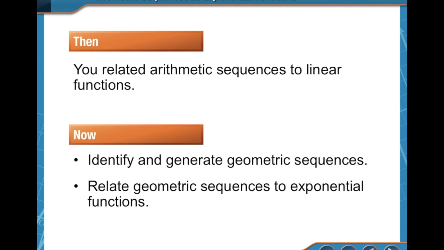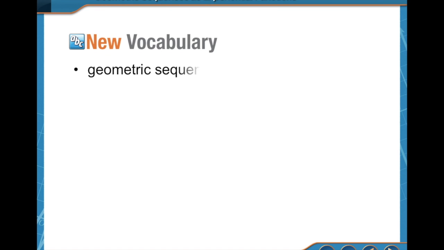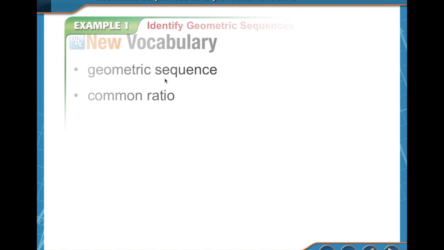So geometric means when we have a common multiplier, if you remember. So we're going to be looking for a common multiplier with all of our things. We call that a geometric sequence when we multiply by the same thing over and over and over again. Whatever we multiply by every time, we call that the common ratio.